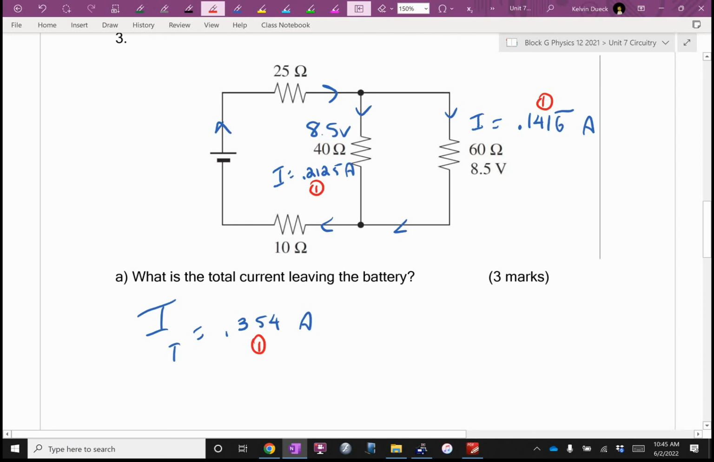Yes? Could you rewrite the circuit in parallel? I didn't need to. So why bother? Could you do extra work, more work, and still get the right answer? Sure. Maybe. Did you get the right answer? Yeah. You're good.